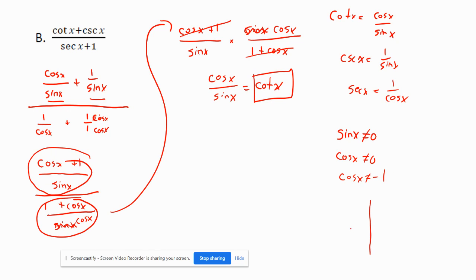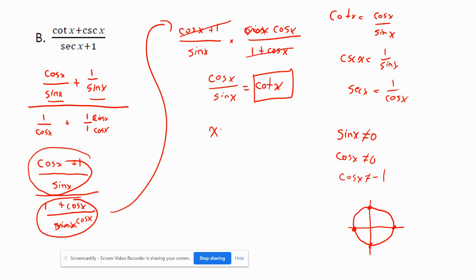Now, a couple of these are going to be repeats here. Where does sine x equal 0? Here and here. Where does cosine equal 0? Here and here. Where does cosine equal negative 1? Well, that's this one over here again, so we don't need to count it twice. But all of the axes points are going to be non-permissible values.